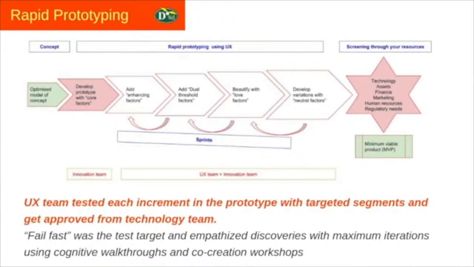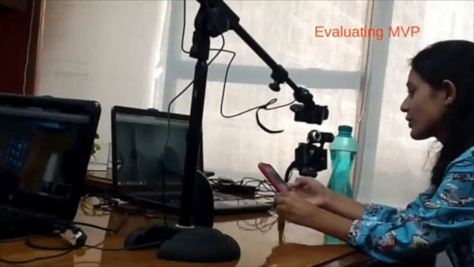Test targets and empathizing discoveries with maximum interactions. Here we also use cognitive walkthroughs and co-creation workshops. Next is evaluating the MVP. The minimum viable product is developed from the rapid prototyping. Here you can see a lab and a user testing the minimum viable product. It's a multi-camera setup. Again, it gets streamed, and the technology team will be seeing what is happening at each moment of this test.